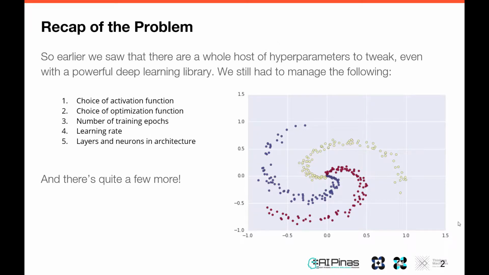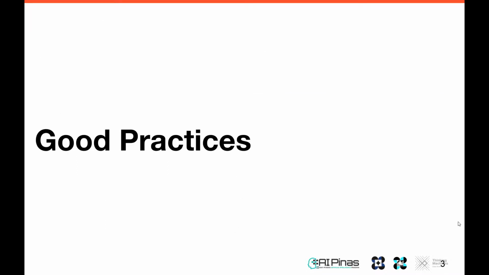Okay, so earlier we built a two-layer neural network in Python. We implemented it in a deep learning library, TensorFlow. And we noticed that we still had to manage quite a few things, namely your choice of activation function, your choice of optimization function, your number of training epochs, what learning rate you chose, how many layers you could use, and how many neurons per layer. And there are quite a few more hyperparameters to tweak and optimize.